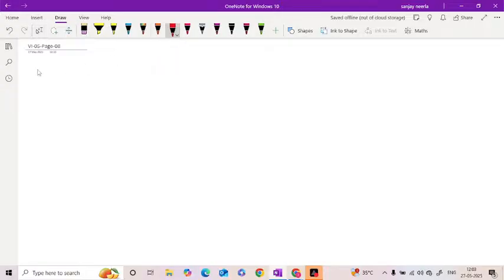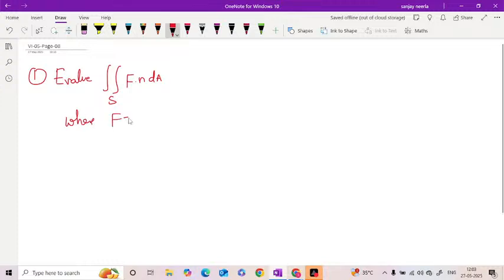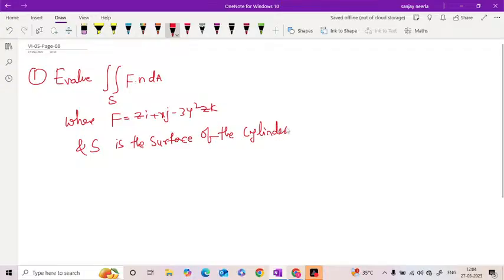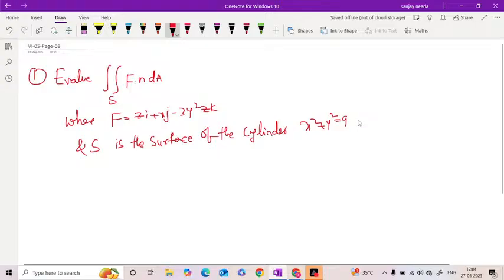Okay, now in this first problem, evaluate the integral of f dot n dA, where f is the vector field z i plus x j minus 3y square z k, and S is the surface of the cylinder x square plus y square is equal to 9, included in the first octant.